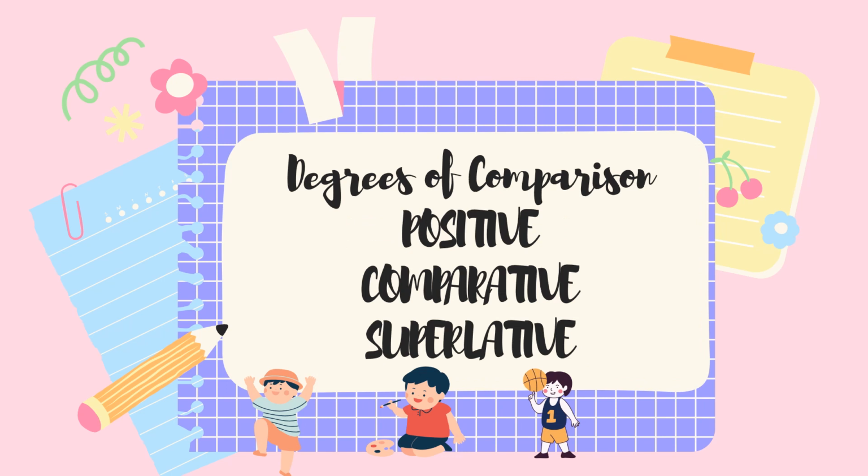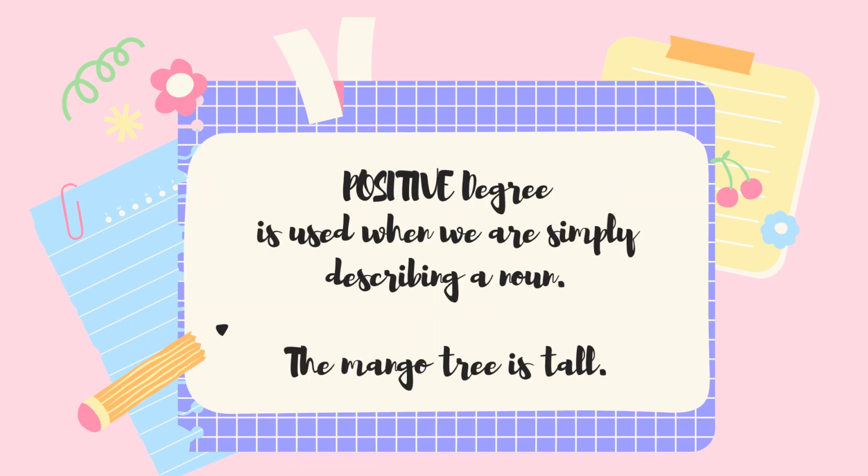So here are the degrees of comparison. These are positive, comparative, and superlative. When we say positive degree, it is used when we are simply describing a noun. Example, the mango tree is tall. The adjective here is tall. So it is used to describe the noun mango tree and it is in the positive degree.